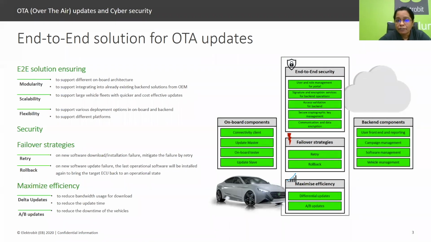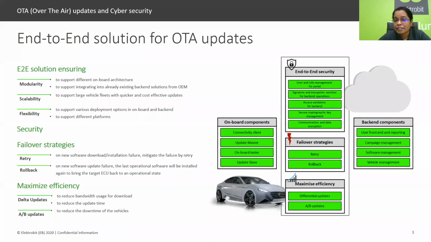To start with the OTA updates, we have to identify the fleet of vehicles, and in this fleet, which ECUs have to be updated. We have to understand what the current version of the software installed in these ECUs is, and what the new version of the software is that we have to update into these ECUs. This complete process is called campaign management, and we require the campaign management service to be available in the backend.